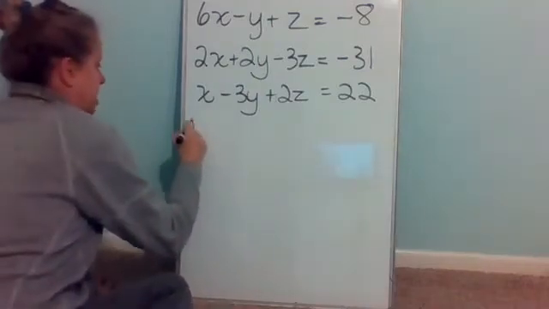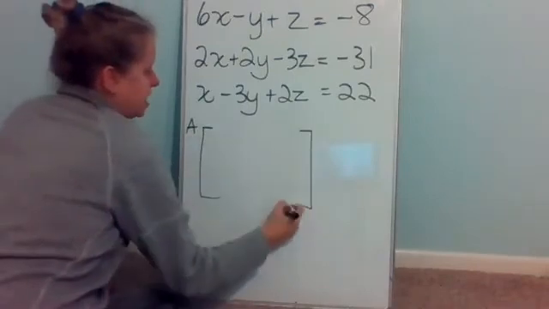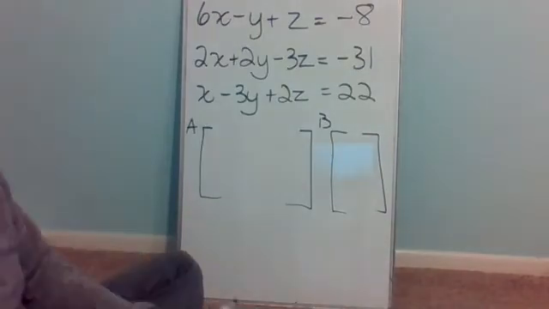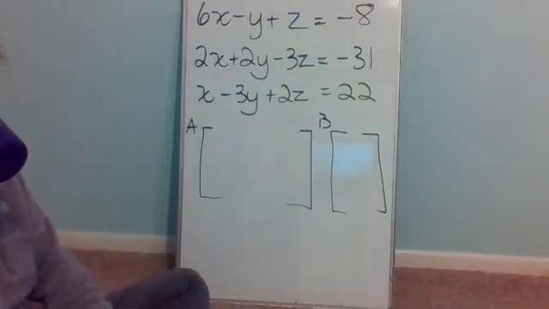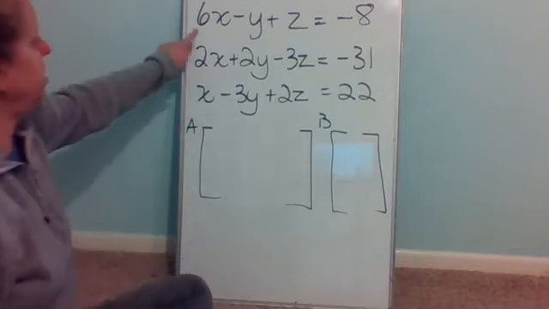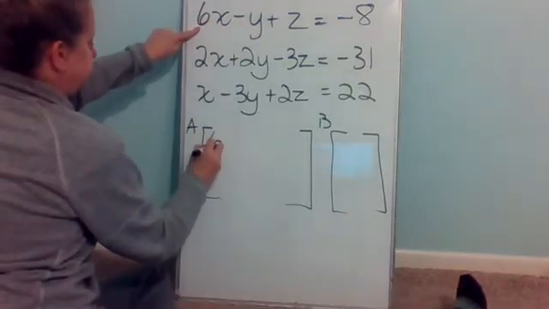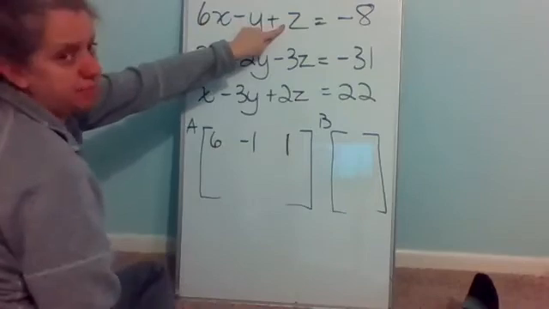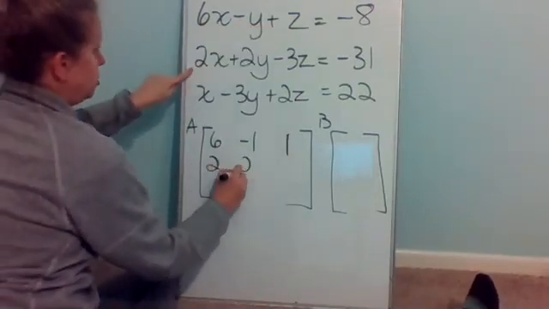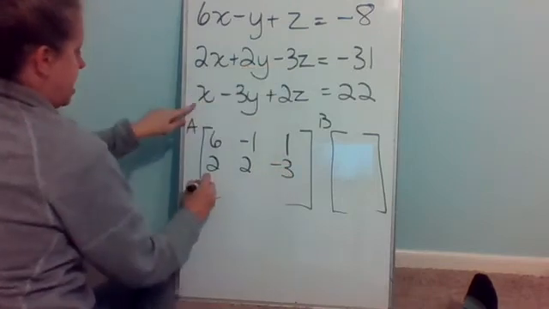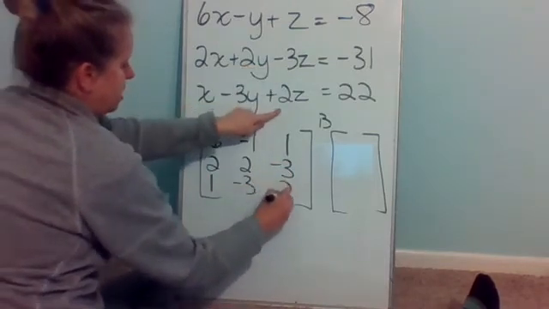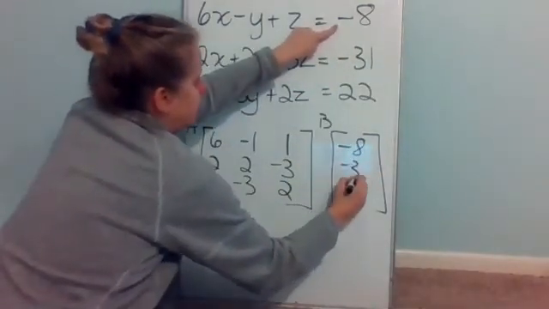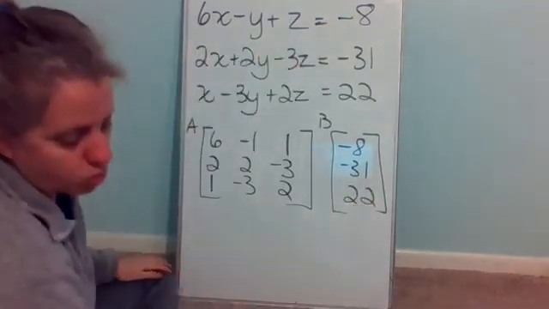So I'm going to make the same thing. Matrix A from this side, matrix B from this side, and then use these numbers. So I've got 6, -1 in front of that y, +1 in front of that z, 2, 2, -3, and 1, -3, 2. And then my matrix B over here will be -8, -31, and +22.